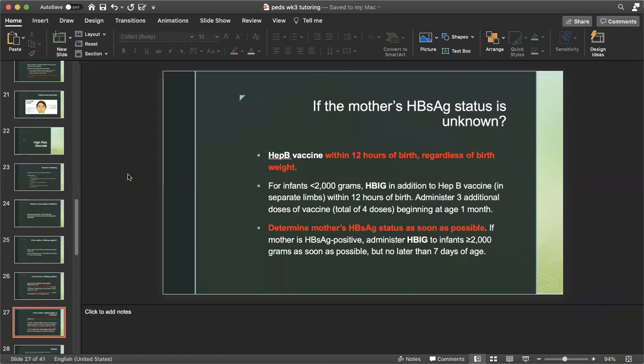Another really important thing is you need to determine the mother's status as soon as possible. So if the mother is HBsAg positive, administer HBIG to infants greater than or equal to 2,000 grams as soon as possible, but no later than 1 week of age. So basically a big thing to remember for Hep B vaccines is just knowing what the mother's status is. Are they positive? Are they negative? Or do we not know? That's just a big thing to remember for these slides.